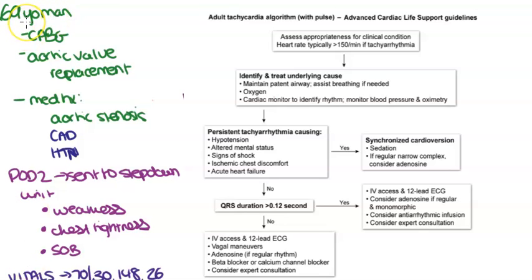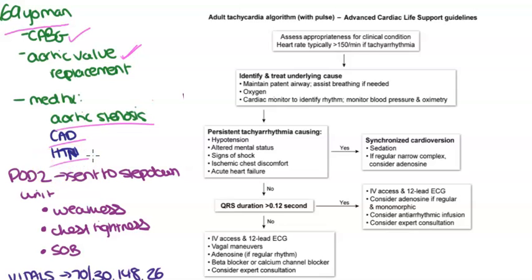In this case, there is a 69-year-old man who is coming in and he has had a CABG as well as an aortic valve replacement. And so the question is, what is going to happen to him next? So he has a medical history of aortic stenosis, coronary artery disease, and hypertension.